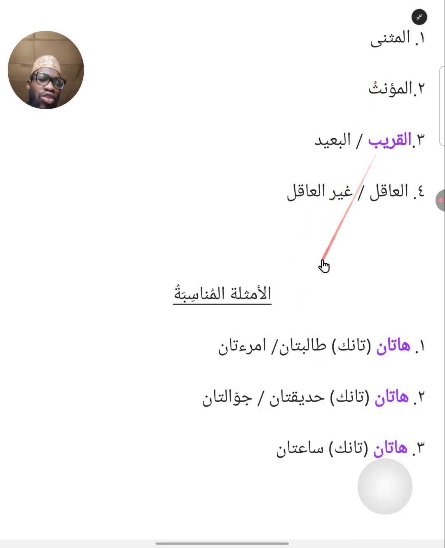At the same time, it is qarib, provided that we are using hatan, and ba'id, provided that we are using tanika. And at the same time, it is what? It is for akil, meaning it is what? It is rational. The same thing with imra'atan. So hatani hadiqatan. Hadiqatan is garden. So hatani jawalatan. Jawalatan is phones, mobile phone. So two phones, two gardens. These are two gardens. Hatani jawalatan. These are two mobile phones.